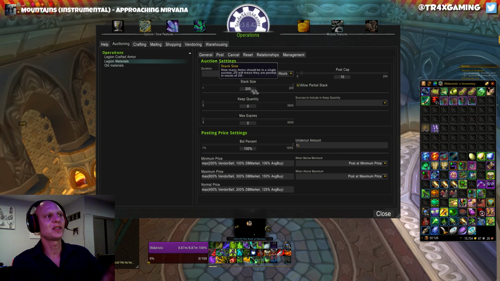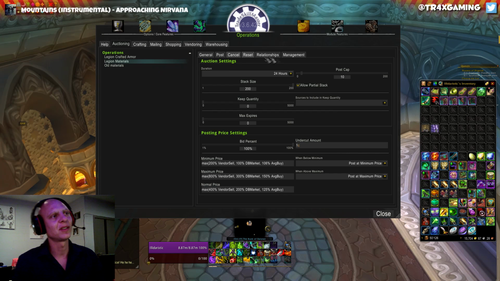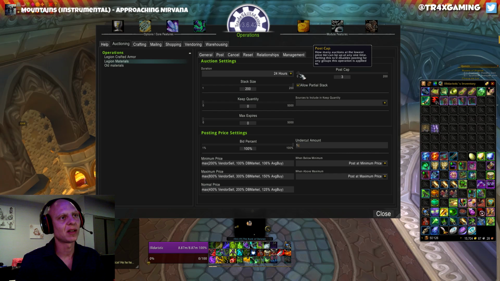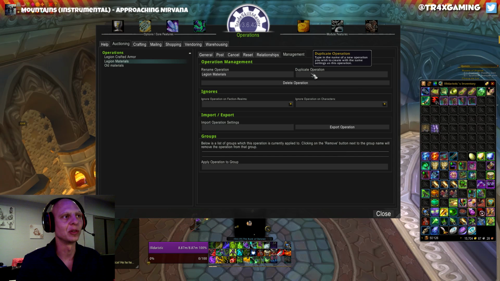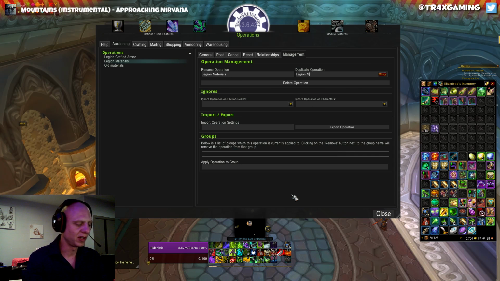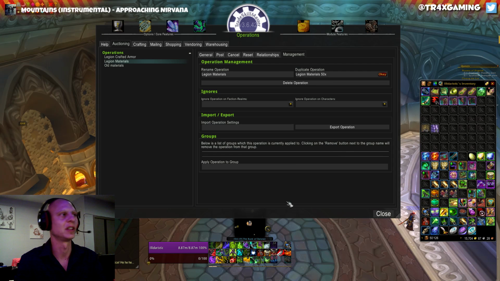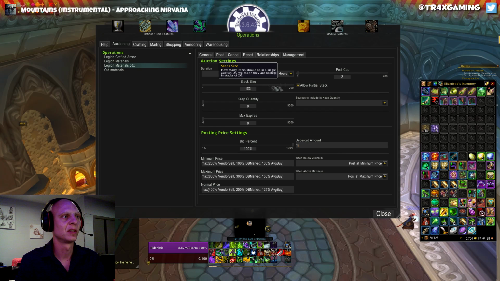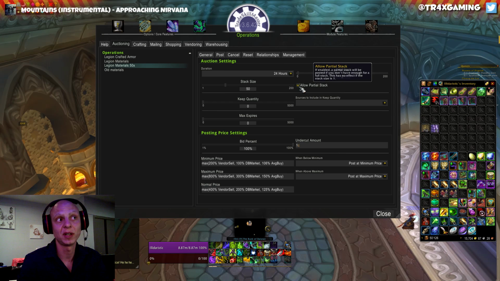And you can change stack size. You could copy the same thing and say, I want to post 2 full stacks, and then I'm going to duplicate this, and I'm going to make Legion materials, and then 50 stacks of 50, and just reduce the stack size. I'm going to do it like this.